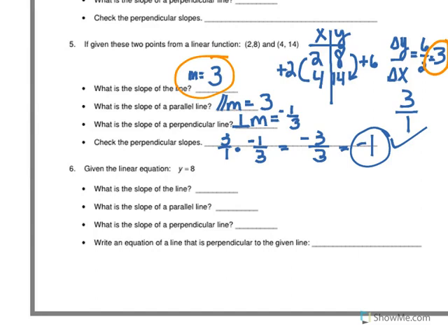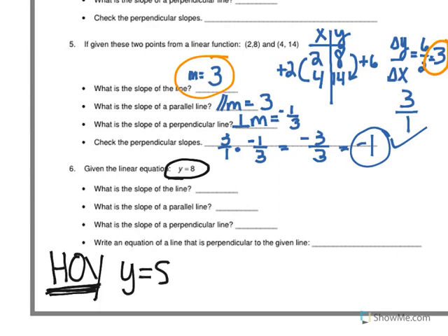Okay, now number 6, let's do together. It says, given the linear equation y equals 8, what is the slope of the line? Well, this is a special line because it only has a y in it. There's no x in that line. And so when you see lines that only have y's, that should just send bells off in your head. Ding, ding, ding. It's a Hoy line. And Hoy lines always are y equals something, and in this case it's y equals 8. And so this little O right here is to remind you that Hoy lines have what kind of slope? They have 0 slope.